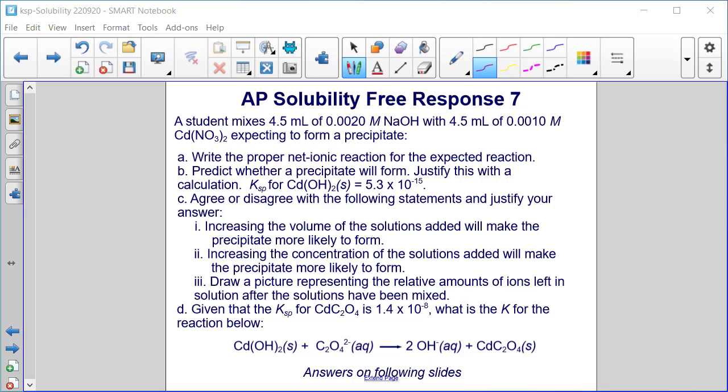C. Agree or disagree with the following statements and justify your answer. 1. Increasing the volume of the solutions added will make the precipitate more likely to form. 2. Increasing the concentrations of the solutions added will make the precipitate more likely to form. 3. Draw a picture representing the relative amounts of ions left in solution after the solutions have been mixed. D. Given that the Ksp for cadmium oxalate CdC2O4 is 1.4 times 10 to the minus 8, what is the K for the reaction below, where we have cadmium hydroxide, oxalate ion, producing hydroxide ions, and cadmium oxalate solid.